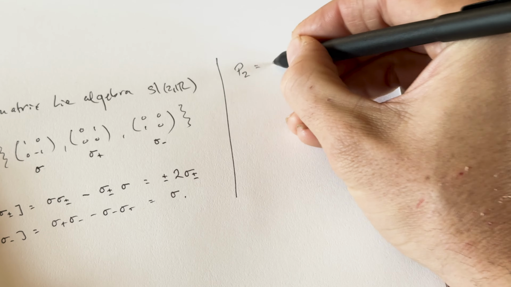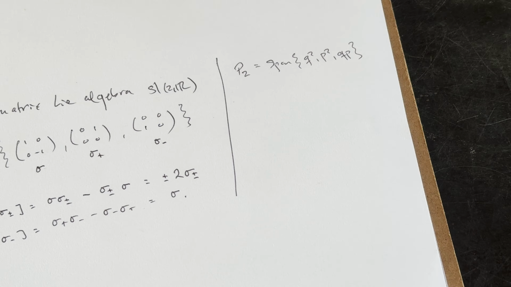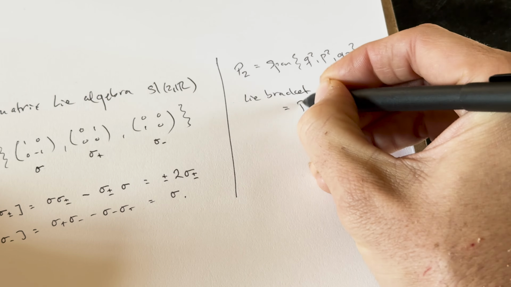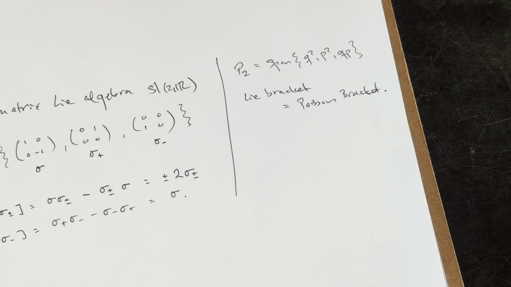As we've just observed, P2 of Q and P is three-dimensional. It has three linearly independent elements, Q squared, P squared, and QP. So we're going to establish this correspondence, establish that they are isomorphic Lie algebras by brute force. That is to say, we're going to compute the Poisson brackets and show that they're identical to the Lie brackets of the matrix Lie algebra.